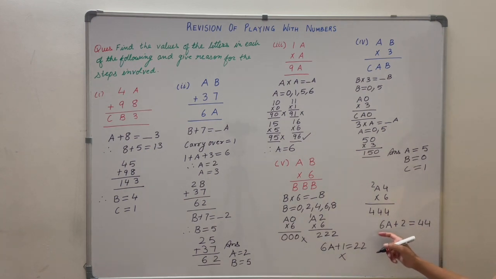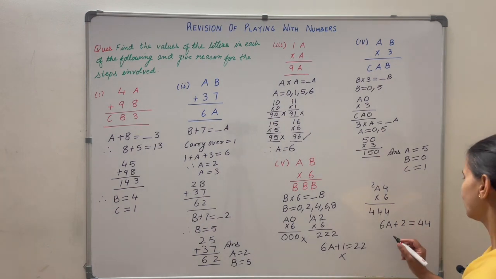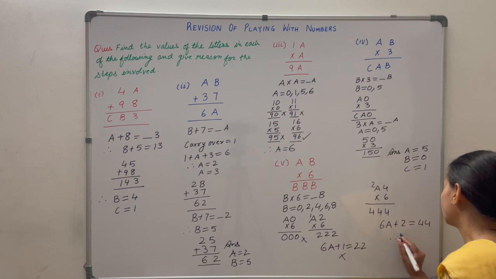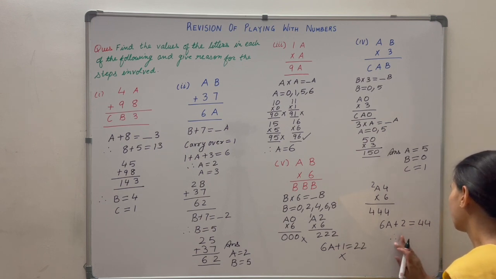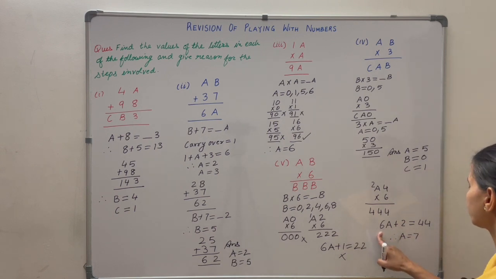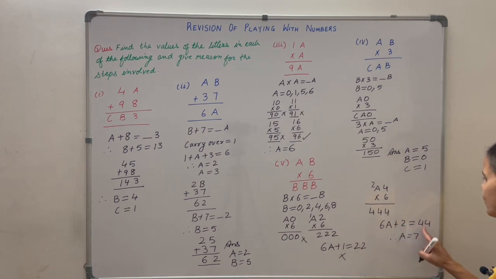So 6 into 7 is 42 plus 2 gives you 44. So the answer for A here is 7. A is 7, because 6 into 7 is 42, and 42 plus 2 is 44.